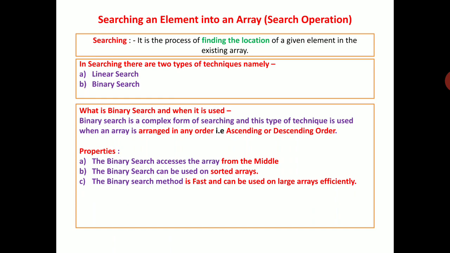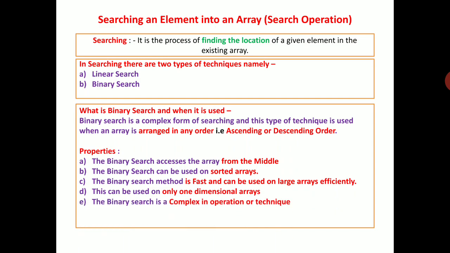Let me repeat these properties. The binary search accesses the array from the middle, that means it will not go to the beginning. The binary search can be used on sorted arrays. The binary search method is fast and can be used on large arrays efficiently. The fourth property: it can be used on only one dimensional arrays. Linear search can be used on one dimensional and multi-dimensional arrays, whereas binary search can be used only on one dimensional arrays. That means we are not going to use this technique on multi-dimensional arrays.